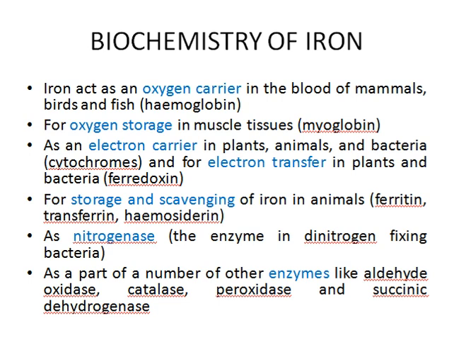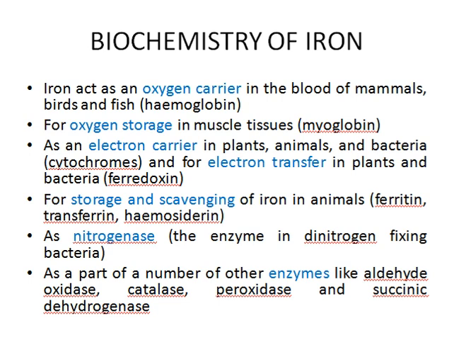Secondly, iron is required for oxygen storage in muscle tissues, and oxygen storage is possible in the form of myoglobin. Iron is present in myoglobin, and that is the reason why you can store oxygen in the muscles. Thirdly, we have the electron carrier.